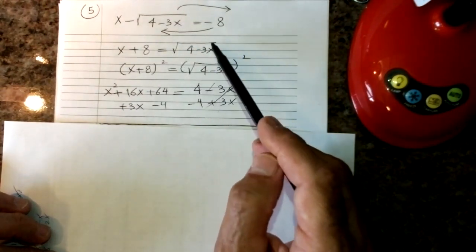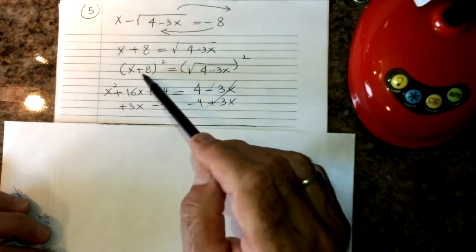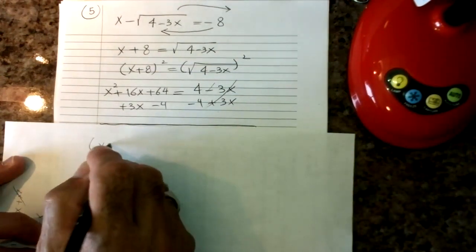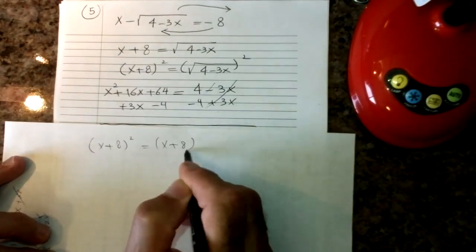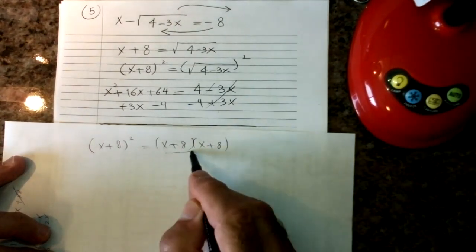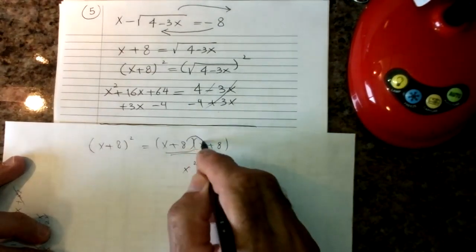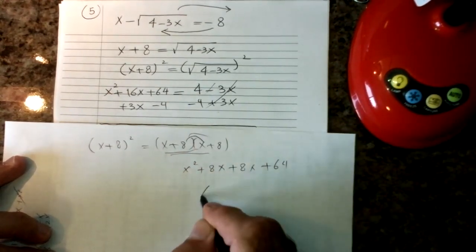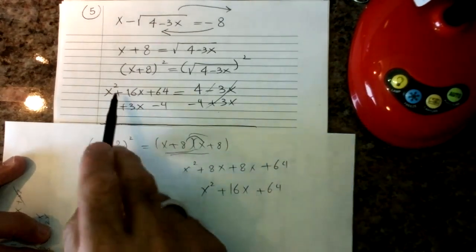When I raise it to the power of 2, 4 minus 3x is released from the radical. On this side, you have x plus 8 to the power of 2. X plus 8 to the power of 2 is what? It is x plus 8 times x plus 8. When you distribute x, you have x squared plus 8x plus 8x plus 64, which is x squared plus 16x plus 64. That's where we got this from.